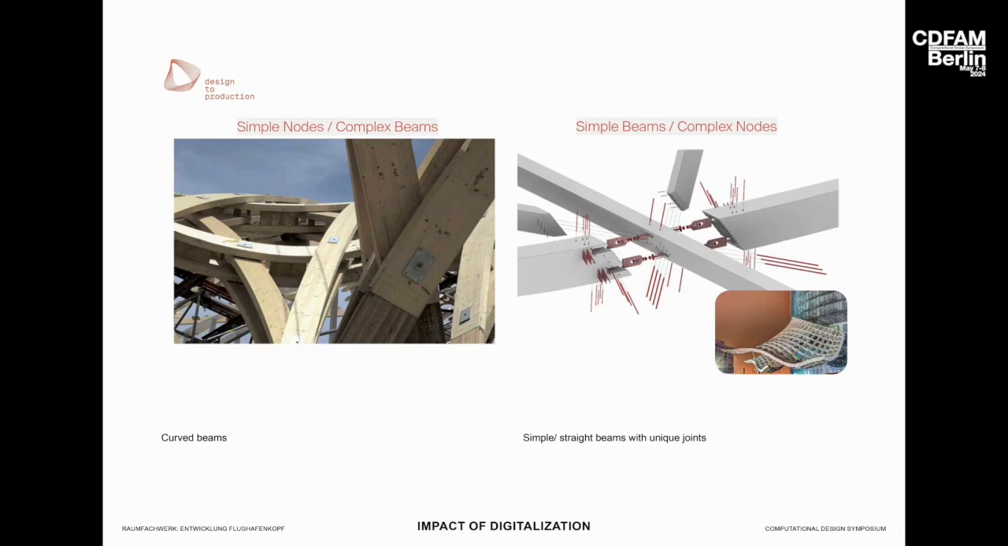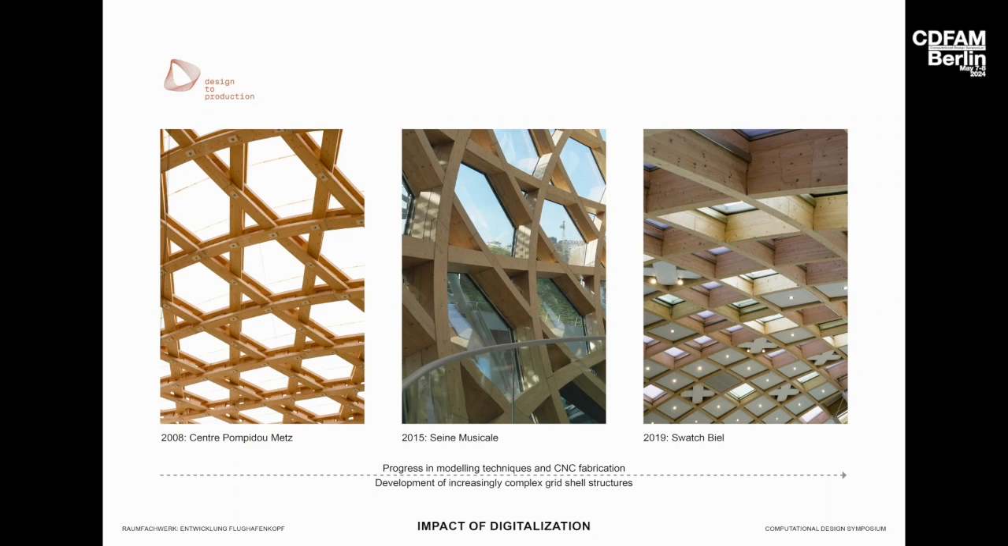We are now able to create a large range of connections where the beam-to-beam connection can be complex, or we can actually have curved beams with a simple node. So there is a wide range of development, and that's all only because there has been an adoption of the digital fabrication and computational design. That development in the 3D modeling and in the CNC-led fabrication has actually led to the feasibility of free-form grid shells and geometrically complex timber structures.